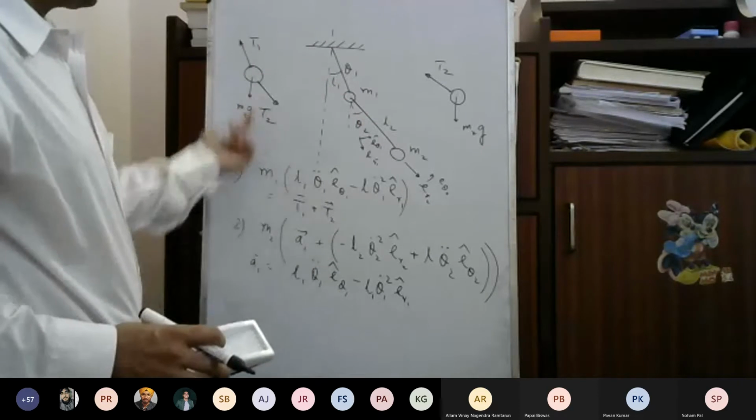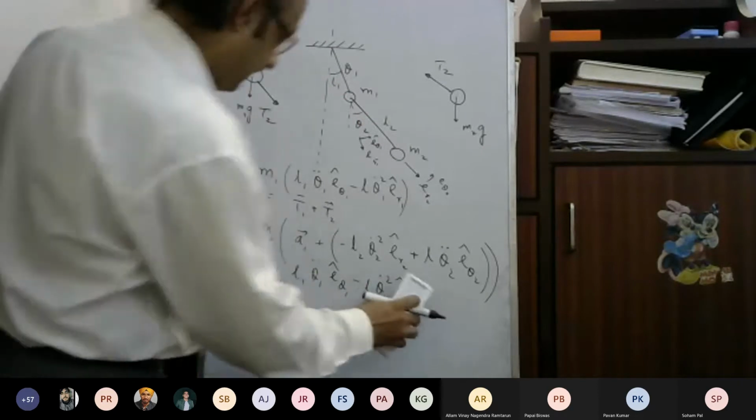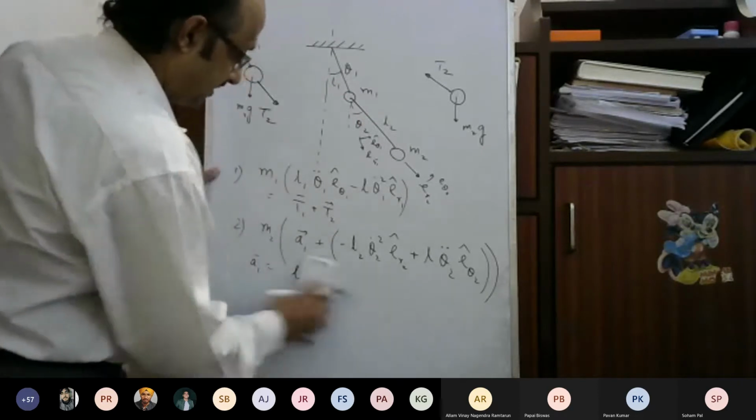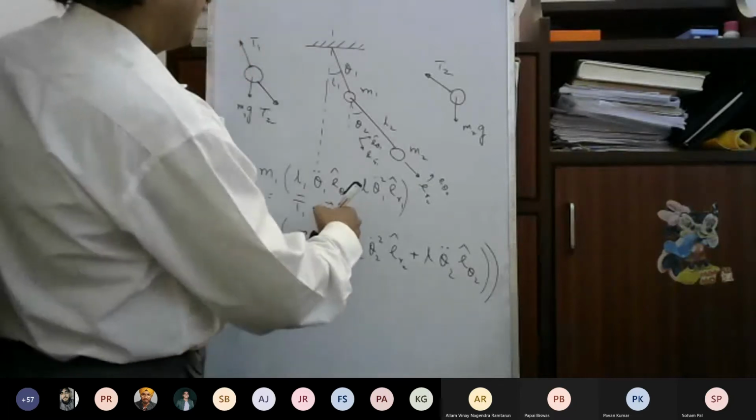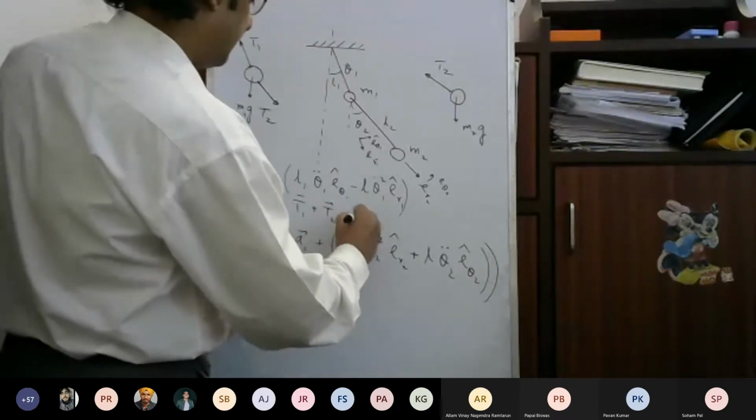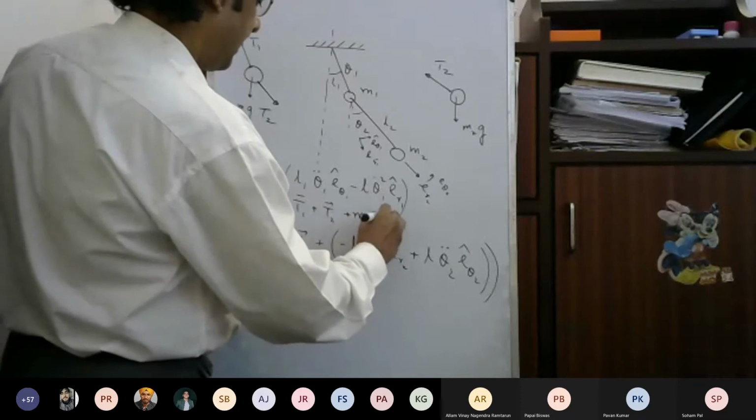So this is what the acceleration of this mass will be. And then T1 and T2 here. Let me not write down this. This will be equal to this plus m1 g.